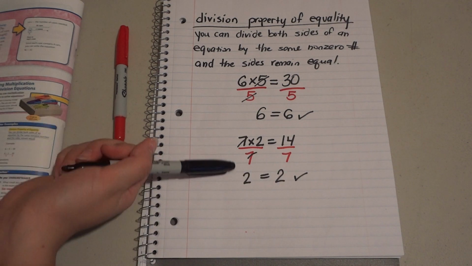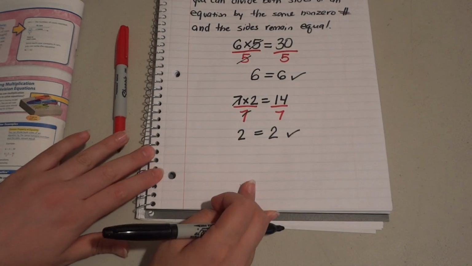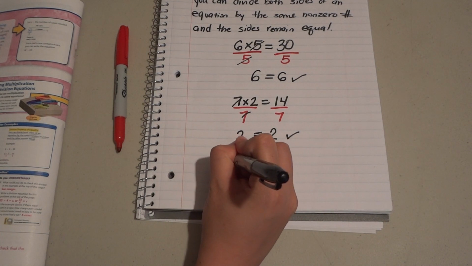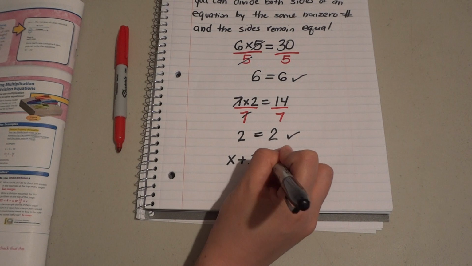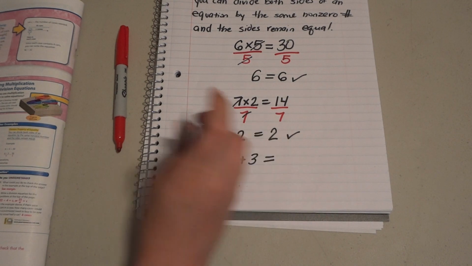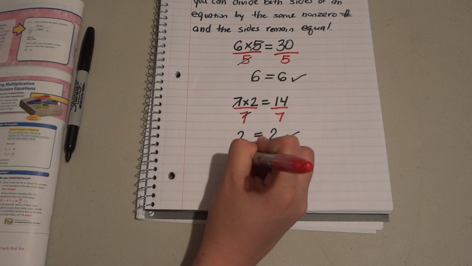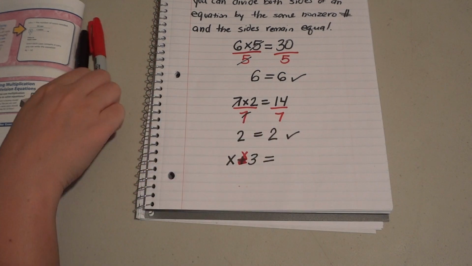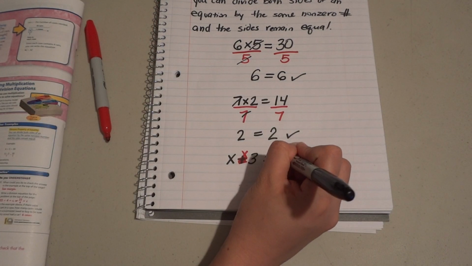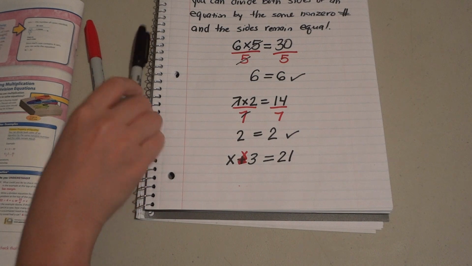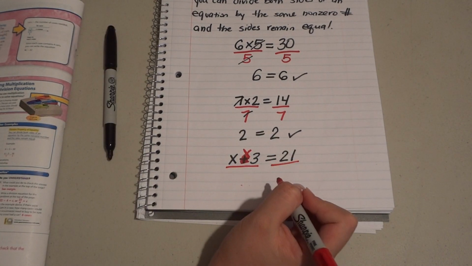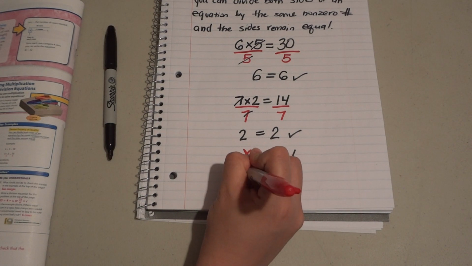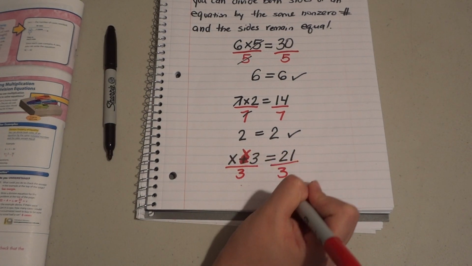Okay? The reason why you're doing this, boys and girls, is because soon you're going to come across something like, I'm sorry, x times 3 is equal to 21. If it's multiplication, I have to divide each side by 3. Well, you can divide by x, but that's not our goal.